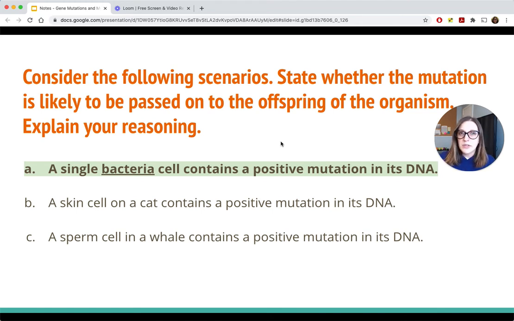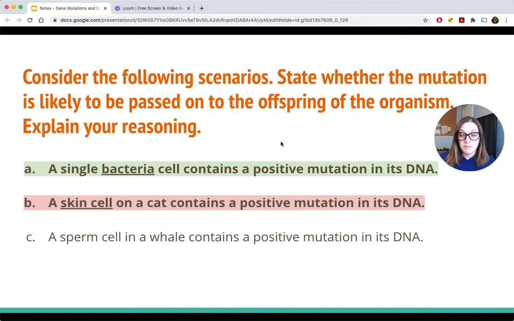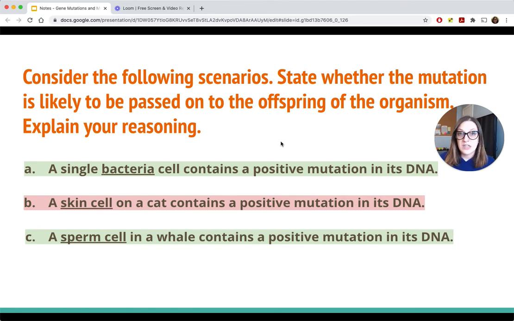Do cats reproduce using their skin cells? No. So if a cat has a skin cell mutation, that does not necessarily mean its offspring will inherit that mutation too. What about sperm cells in a whale that contain a mutation? Well, if that whale does successfully reproduce and that sperm cell is the one that's used to fertilize an egg, then yes, that could potentially be passed on to its offspring.